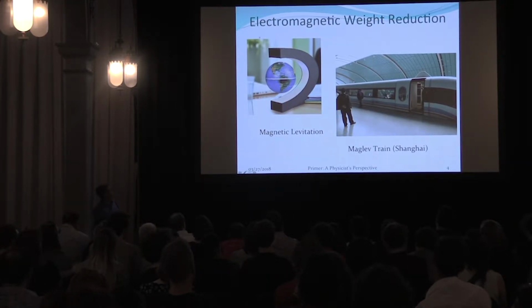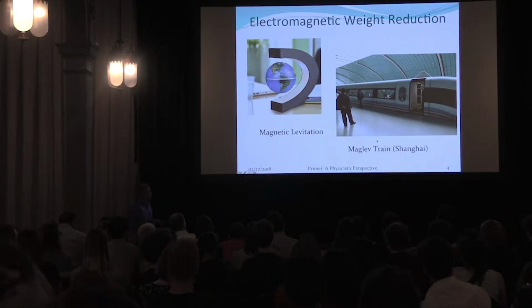I mean, you can buy things like this on the web for $30 or $40, something like that, right? But actually, there are real applications. And so the main one in terms of technology are so-called maglev trains. So this is magnetic levitation.